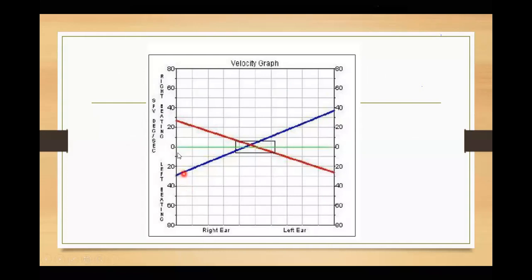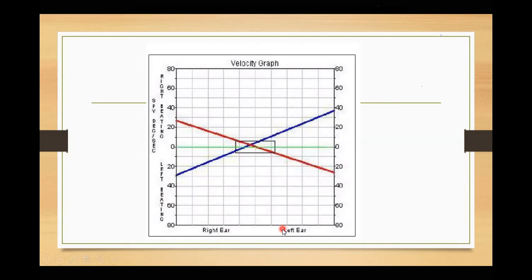Blue is your left. Okay, so this is your baseline. If the crossing of these two things falls within the box, it is normal. If it is going out of the box, it's abnormal. Okay, so this is your velocities. All these are in velocities, left velocities. Okay, right here and left here.